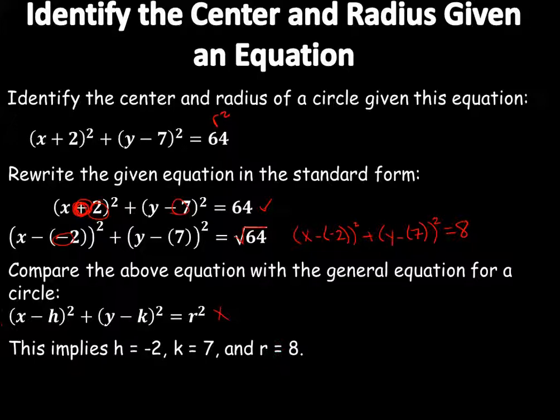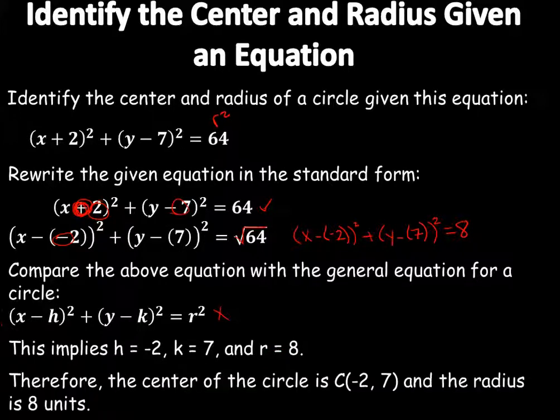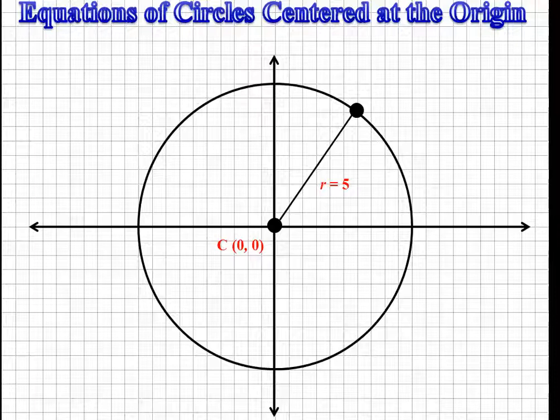First, we have to solve for x. So therefore, the center of the circle is the coordinate negative 2 and 7, and the radius is going to be 8 units long. If you have different point names.